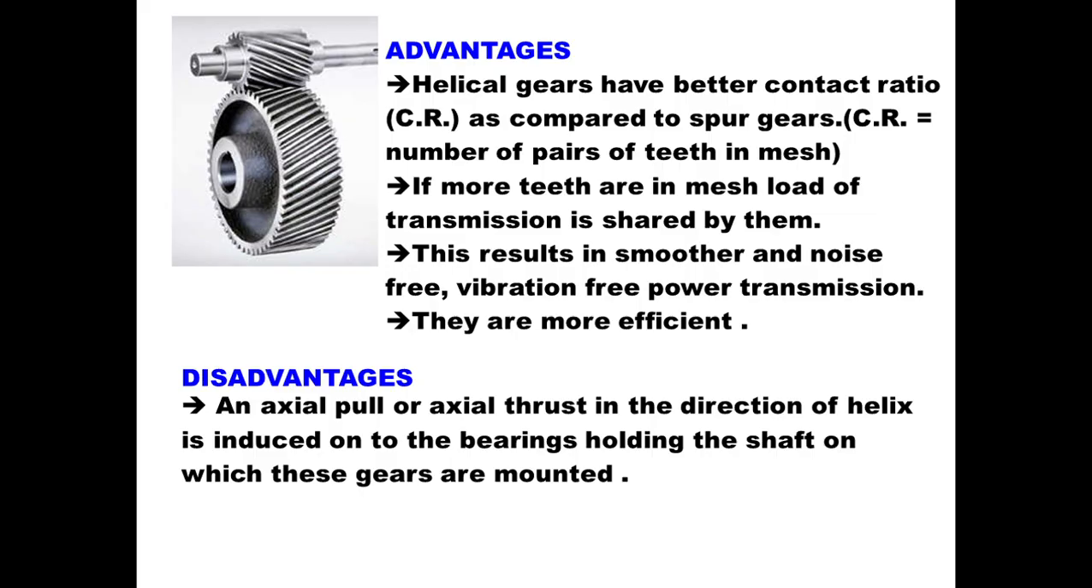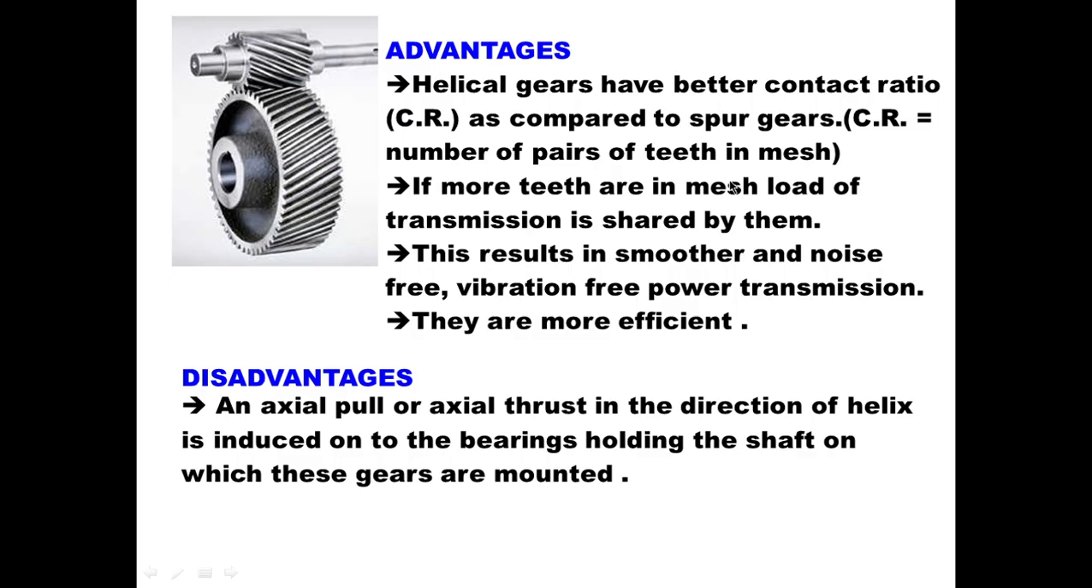Advantages. Helical gears have better contact ratio as compared to spur gears. Now contact ratio is equal to the number of pairs of teeth in mesh. So when they are in contact, how many teeth are in contact? That is known as contact ratio. So two terms are very important when we are discussing gears: one is the contact ratio and the other one is the VR that we discussed in the beginning.